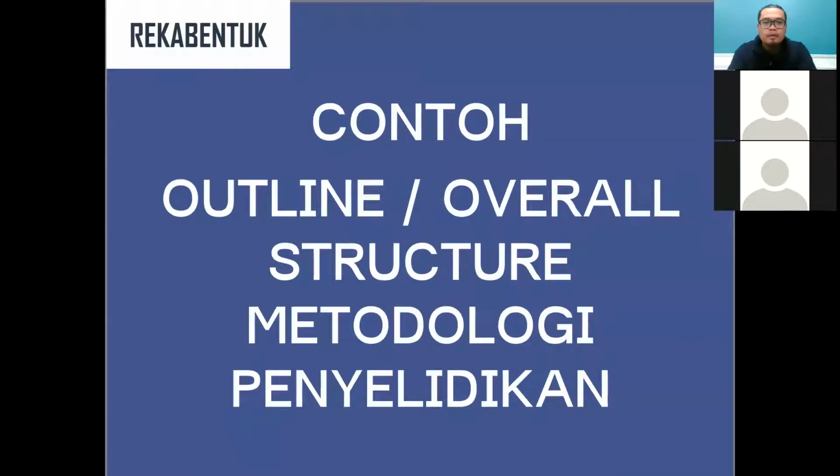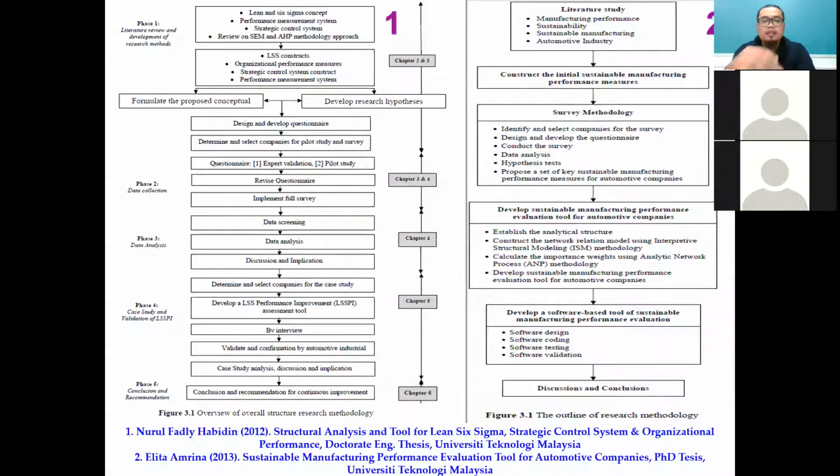Okay, next one, this is an example of the outline and overall structured methodology. This is my experience, from my first PhD, a doctorate in engineering in 2012, where I had my research design. I show you based on this flow chart. I have phase one, phase two, phase three, phase four. Phase one starts with the literature review. Phase two is data collection. Phase three is data analysis.